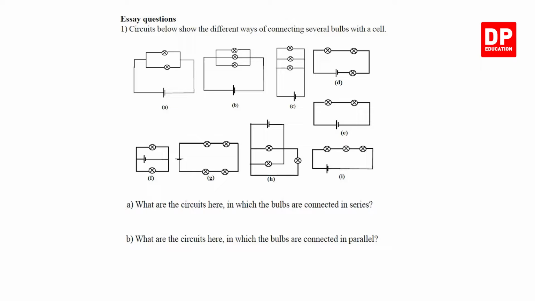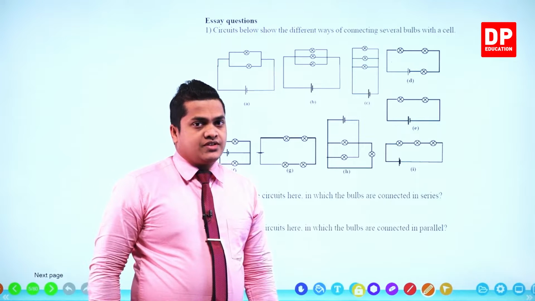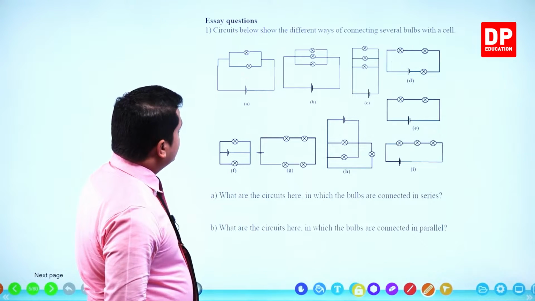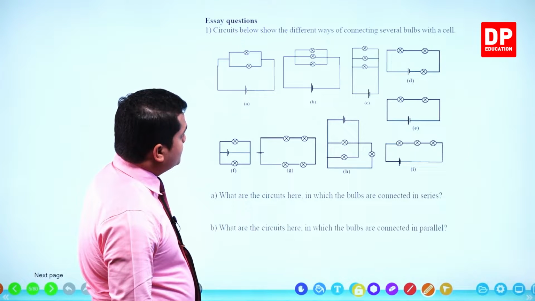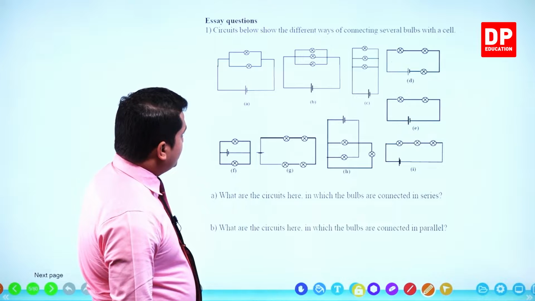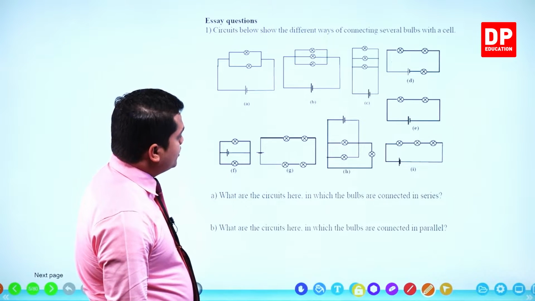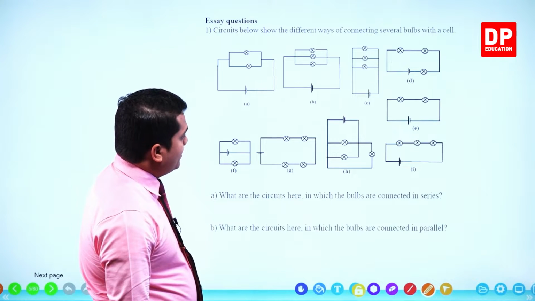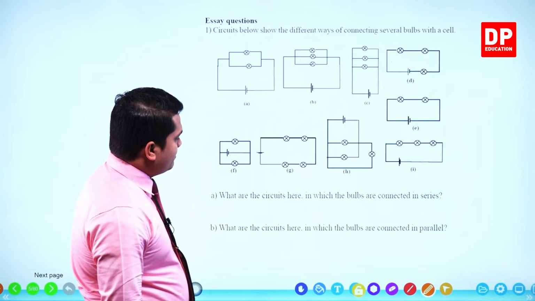Circuits below show the different ways of connecting several bulbs with a cell. Now after finishing our MCQ questions, we have come to the essay type questions. So circuits below show the different ways of connecting several bulbs with a cell. So here you can observe a parallel connection. Here once again a parallel connection. Over there once again a parallel connection. So all A, B, C are parallel connections. And once again in H also you can observe a parallel connection.